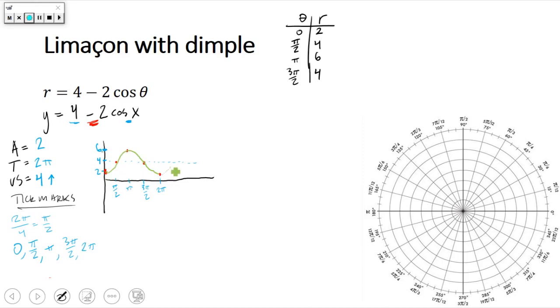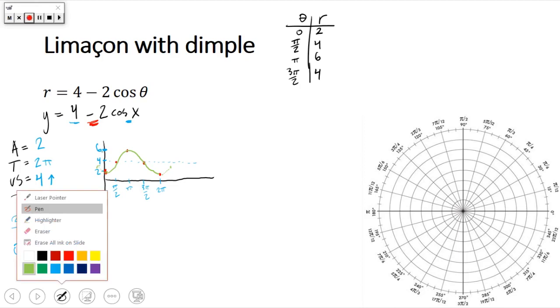And again, this is going to keep going. Sinusoidal curves, trig functions in general, are periodic. They're cyclical. They keep going forever, unless we restrict the domain, which we haven't done here. Okay, now let's start transferring those points over.